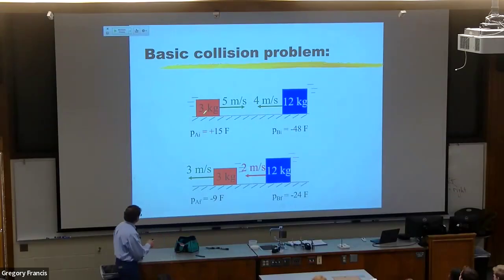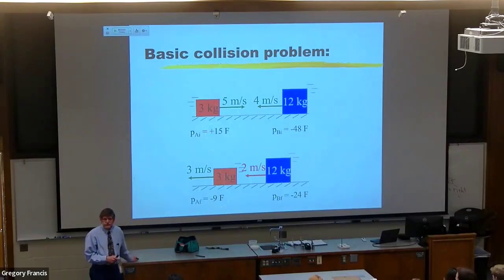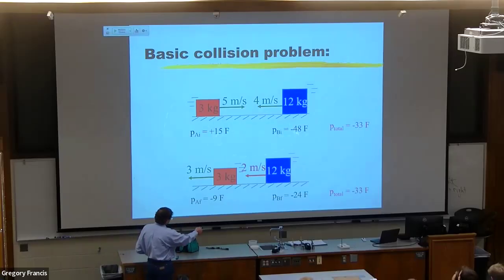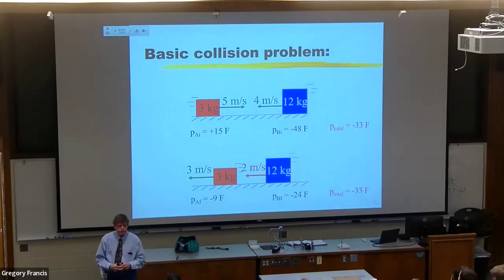If I look at the momentum of the red block, it changes from positive 15 Franci to negative 9. That is not conserved. That does not stay the same. If I look at the momentum of the blue block, it goes from negative 48 Franci to negative 24 Franci. That is not conserved. What is conserved is the total momentum of the system comprised of both blocks. When I add 15 to negative 48, I get negative 33. When I add negative 9 to negative 24, I get negative 33. That's what stays the same, the total momentum of the system, okay?